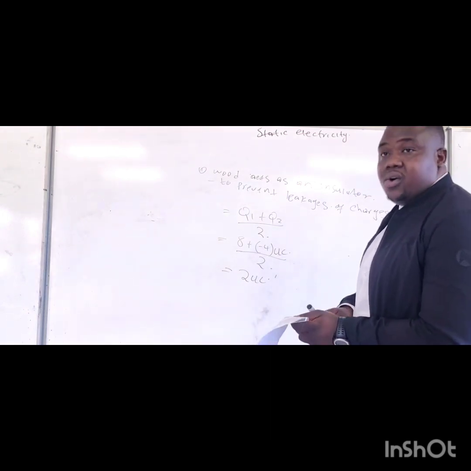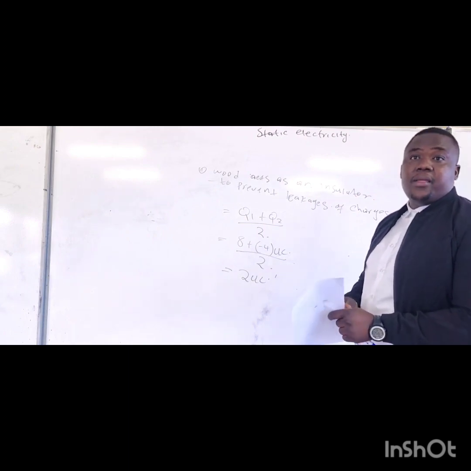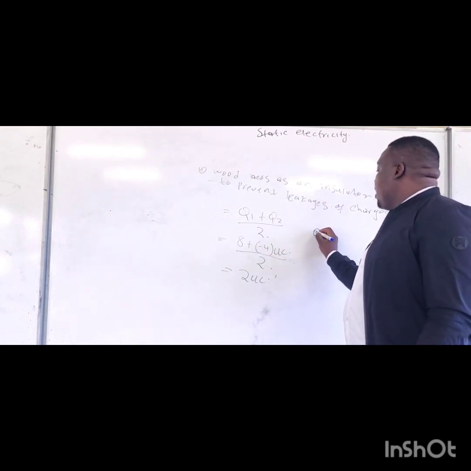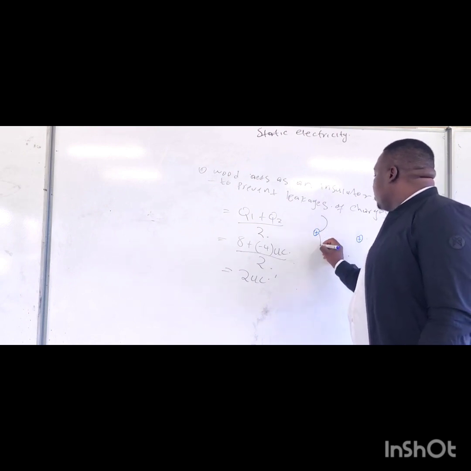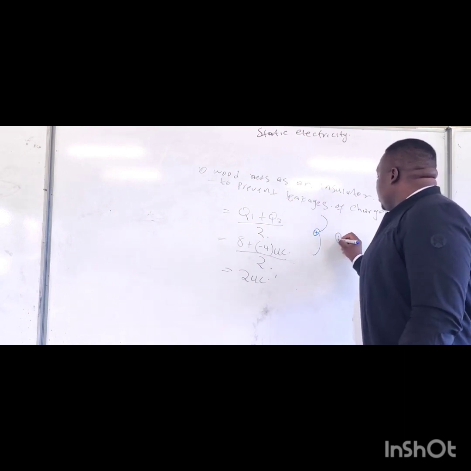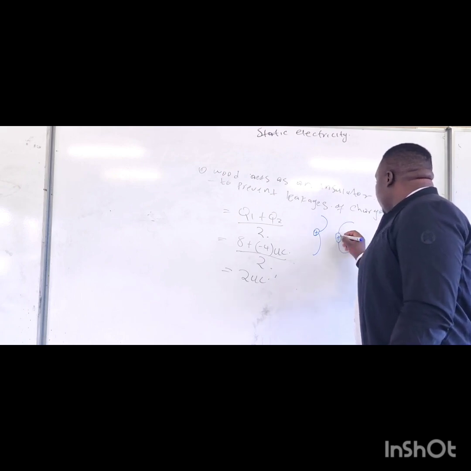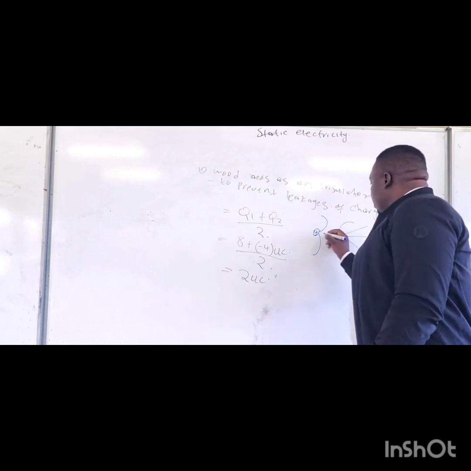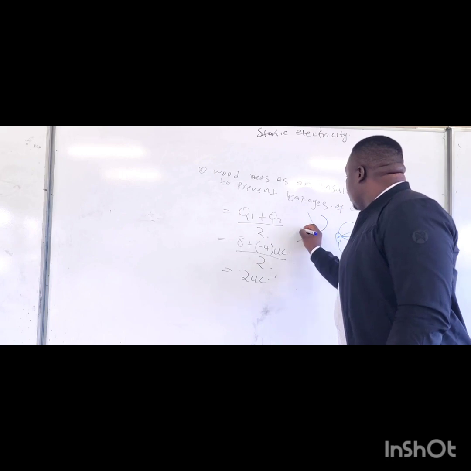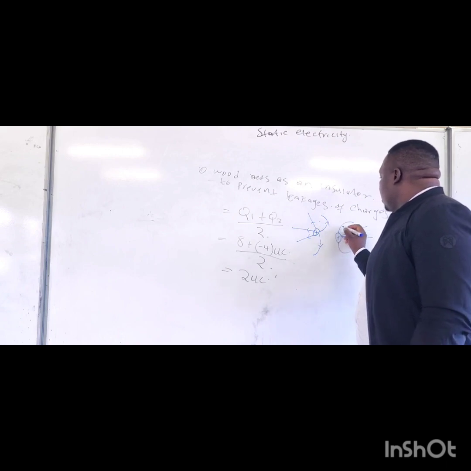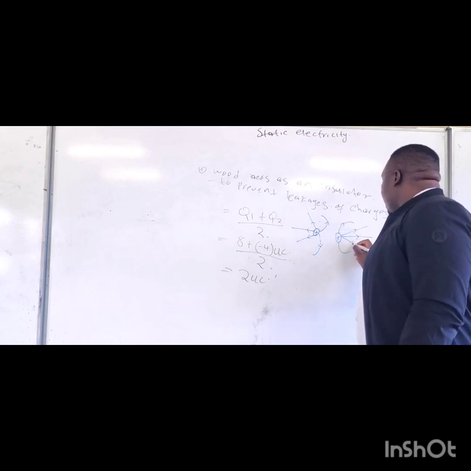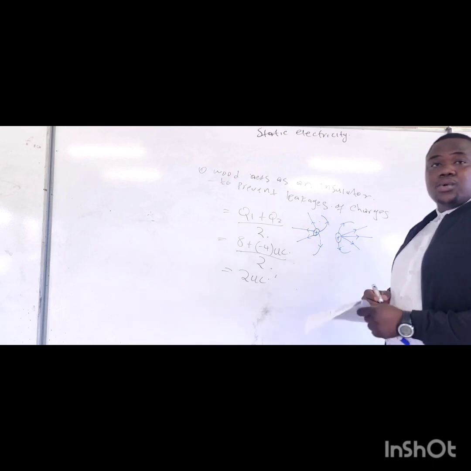So when we draw the electric field, we're going to have a positive charge and a positive charge. Then they repel. So we just simply draw repulsion like that. It is positive. From positive, the field lines are coming out. So that's how we draw it.